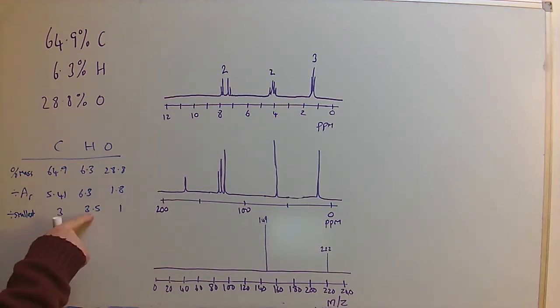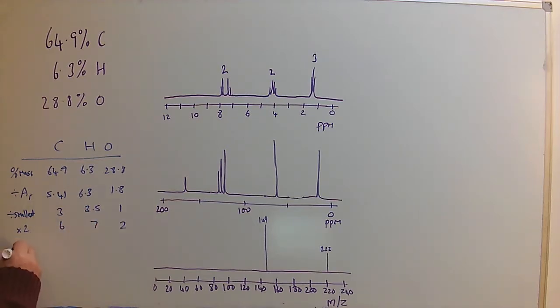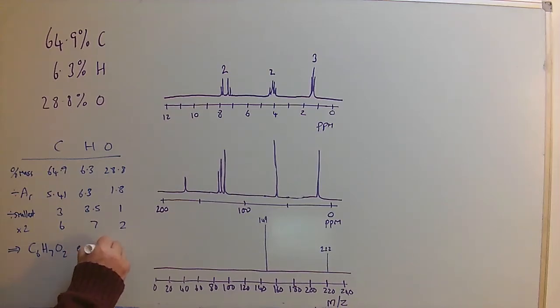So it's the usual thing, we think, right, well, if we multiply everything by 2, we keep them in the same proportion, but that becomes a whole number. So we do 6, 7, 2. Okay, so C6H7O2 is the empirical formula. But that's not necessarily the molecular formula.